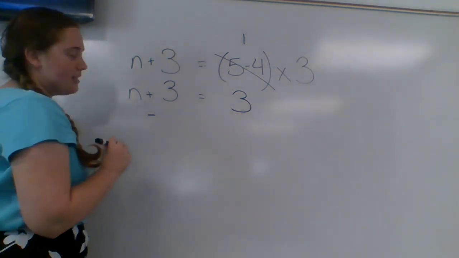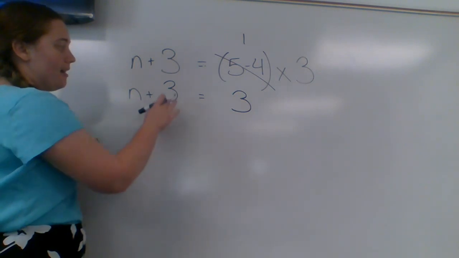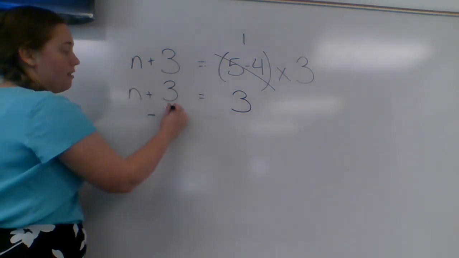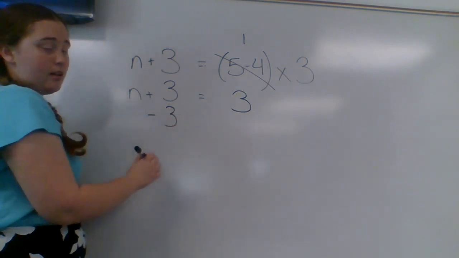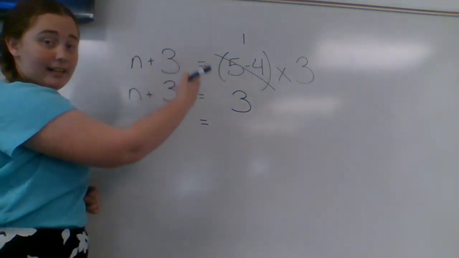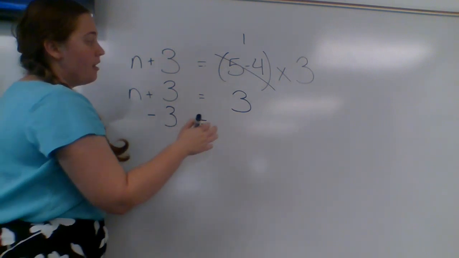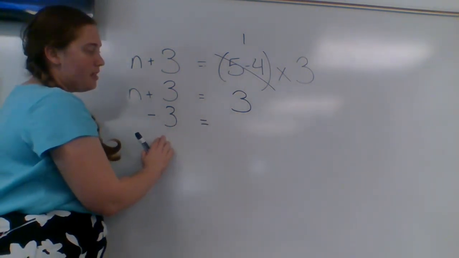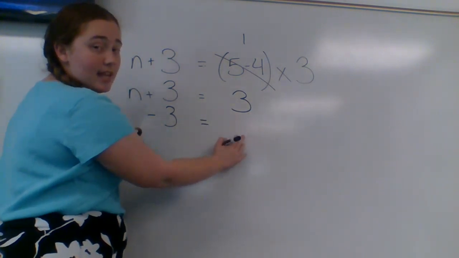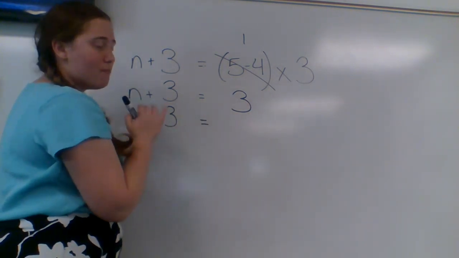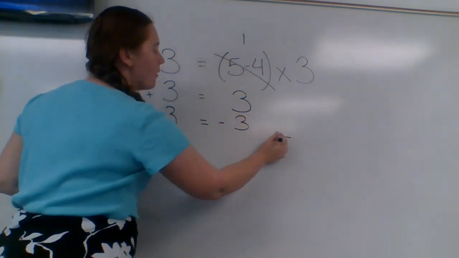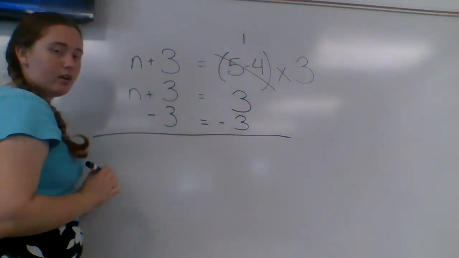So we're going to put minus, and then I need to get rid of this 3. By doing that, I need to put 3, and then my equal sign, lining it up in a straight line. And then I have this minus 3 over here. If I put minus 3 over here, I need to put the same thing over here to make sure that they stay balanced and even. So I'm going to put minus 3, and then I'm going to draw a straight line all the way across.